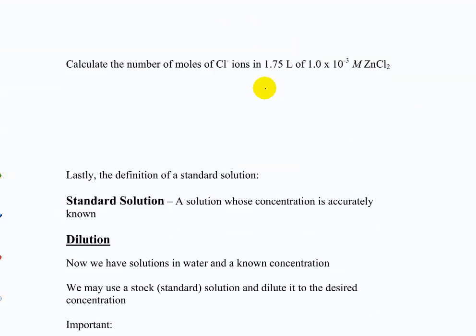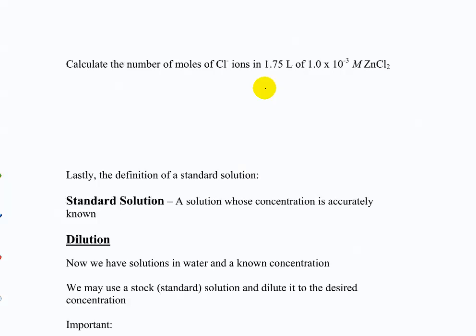Using the same idea, calculate the number of moles of chloride ions in 1.75 liters of a 1.0 times 10 to the minus 3 molar zinc chloride. What's your strategy here? What do you think you have to get first? What quantity do you have to try to find, do you think? Moles. You need moles first, right? And then we're going to get moles of zinc chloride first, and then moles of just chloride based on that.